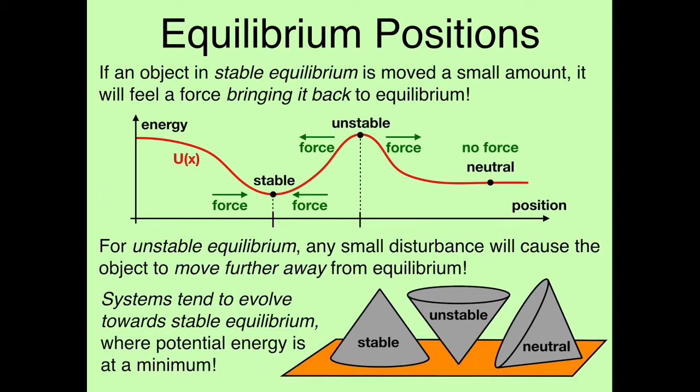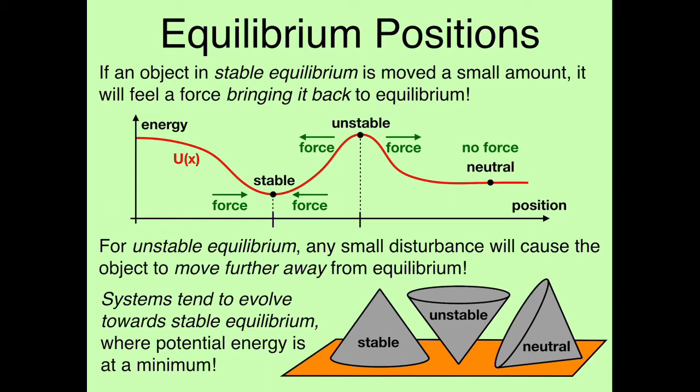Okay, so in general, systems are going to tend to evolve towards stable equilibrium. Let's really think about that. If I place an object over here, it's going to want to end up over here because that's the way the force is pushing it. If I place an object over here, it's going to want to end up down here, again, where we have that stable equilibrium point because that's where the force is pushing it.